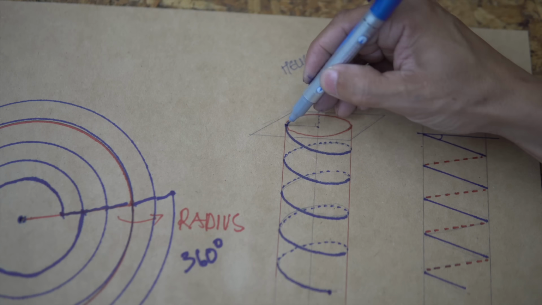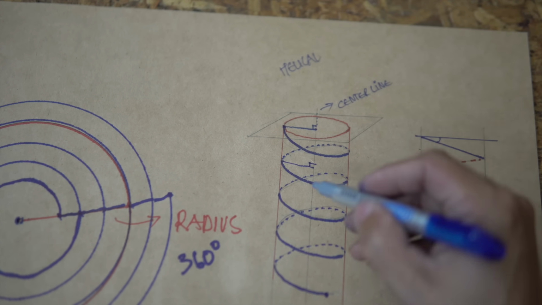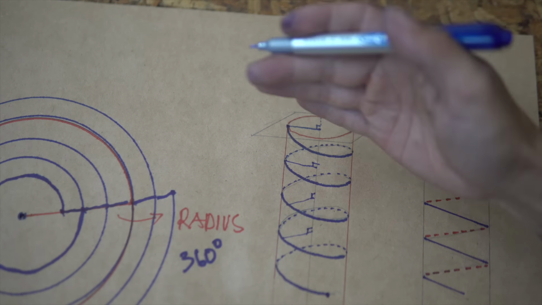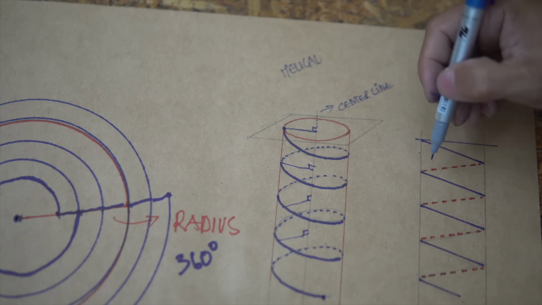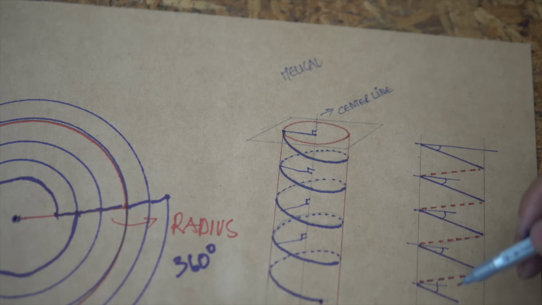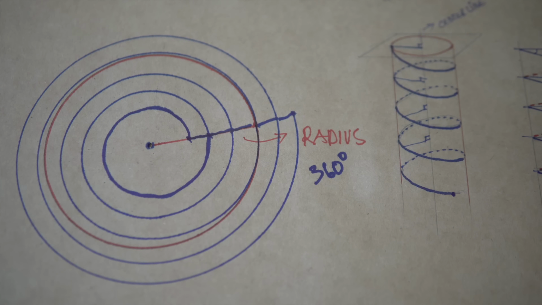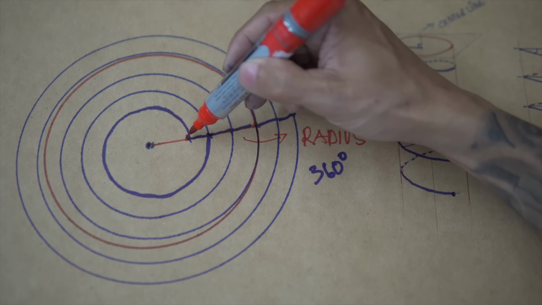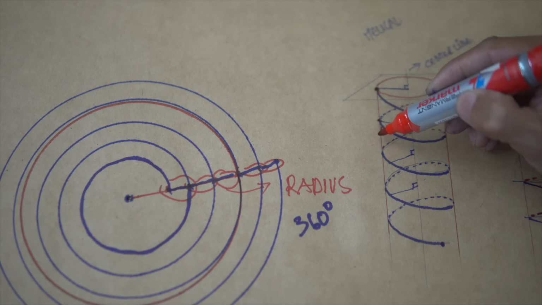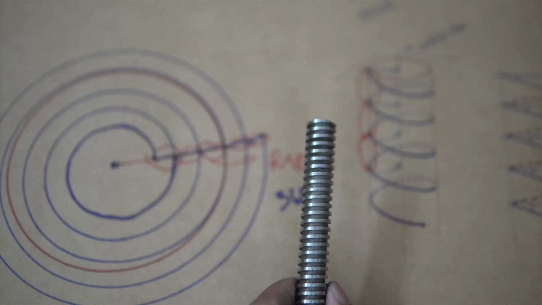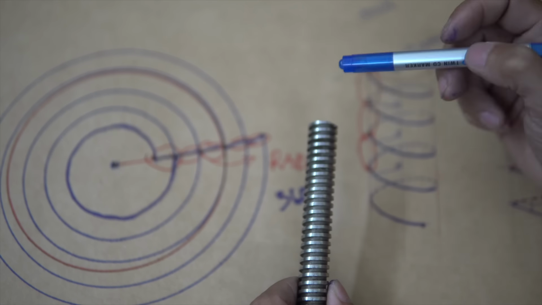So all the distances from here to here, here to here, are equal, and all of the angle measures with a plane perpendicular to the center line, which is this one, are equal as well. There are a few types of spiral, but the one we're talking about is a spiral with constant pitch, which means all of the distances from here to here, here to here, or here to here are equal. So a thread is actually a helix or spiral with a specific pitch.